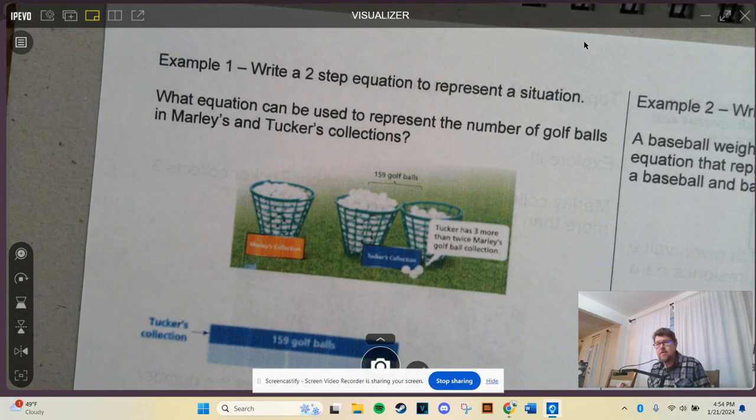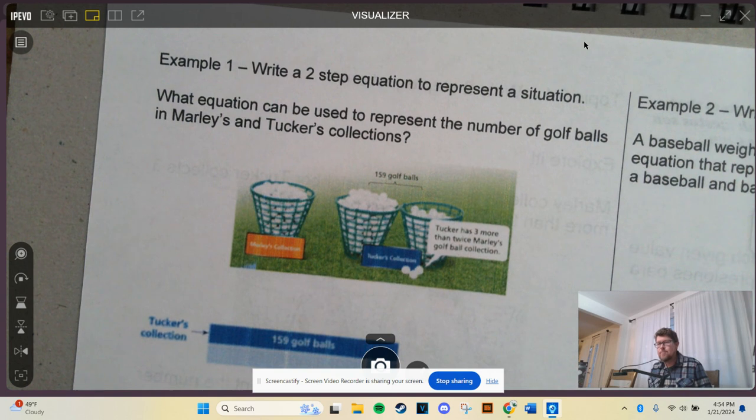Gosh, I said that wrong. Treasure hunting dogs who are looking for golf balls. Yes. Wow, I really messed that one up.